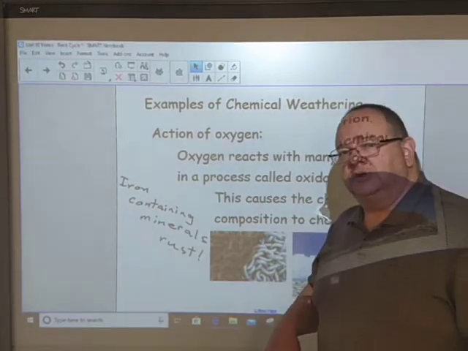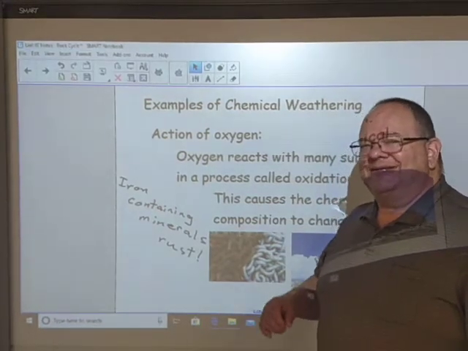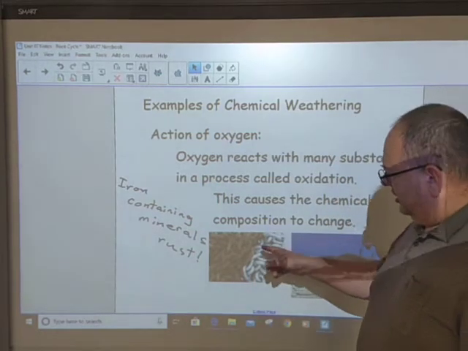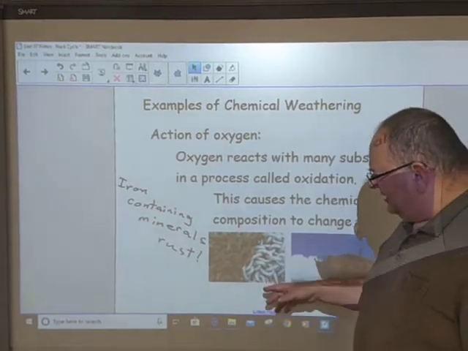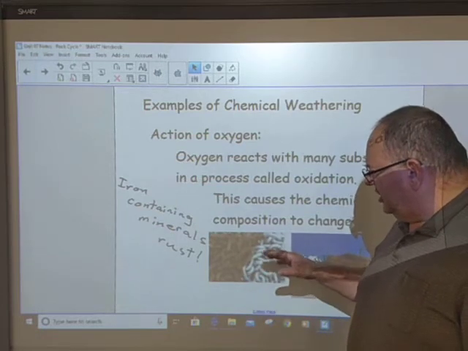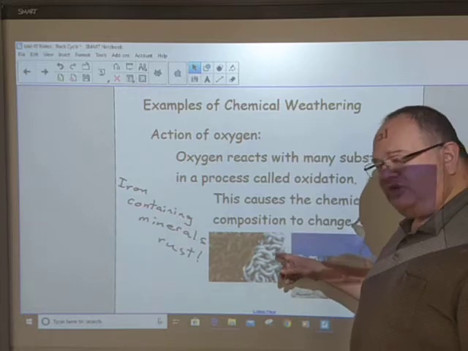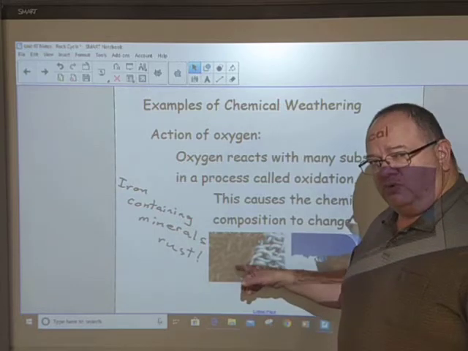Oxygen. Oxygen makes things rust. So here's a picture, and you probably can't see it the best, but you can probably see two different colors. It's two piles of chain. Okay, here's some nice shiny new chain. Here's some old rusty chain.